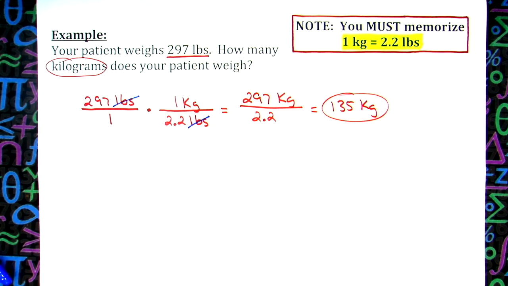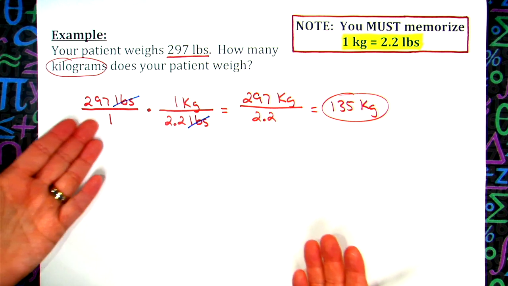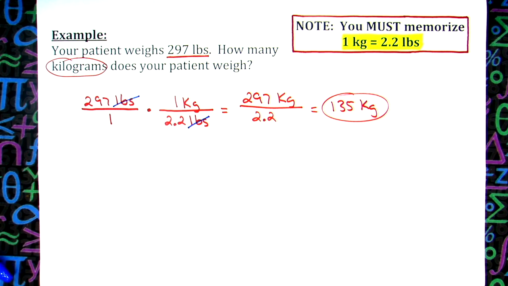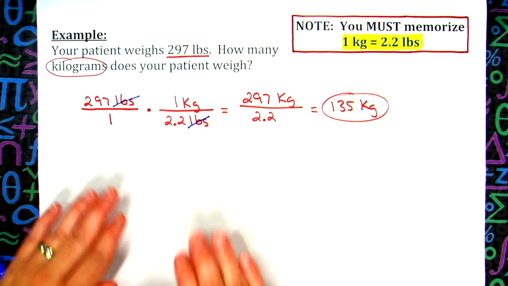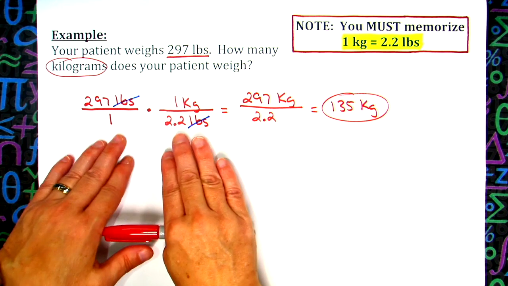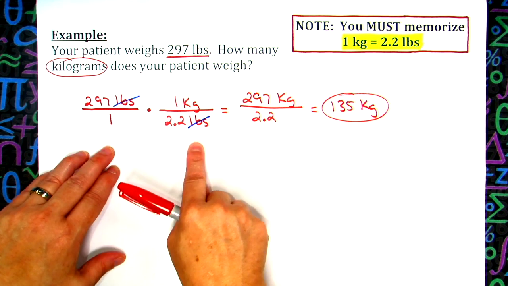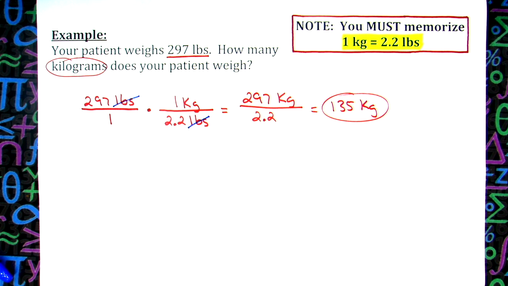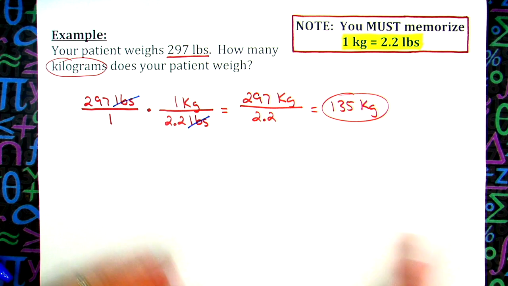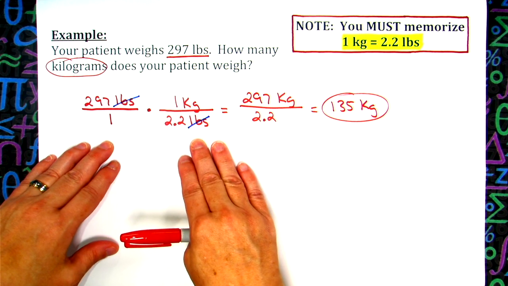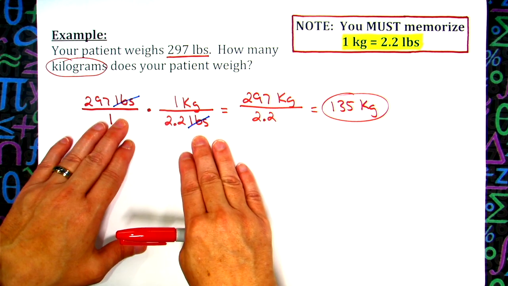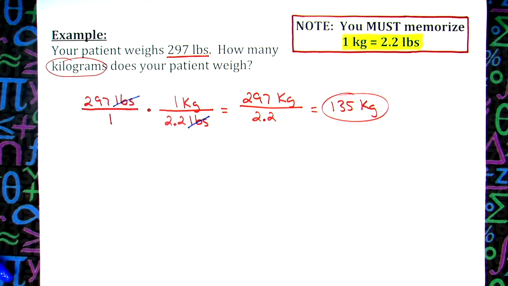Now, this one is a relatively simple, straightforward problem. Some people are just going to know, oh, I take 297 and divide by 2.2. That's fine. But I am going to use this unit analysis, this idea of multiplying by various conversion factors and crossing out labels, in all of the other nursing dosage calculation problems that I'm going to do. So I wanted to show a simple example of how the process is going to work before we get into the harder questions.